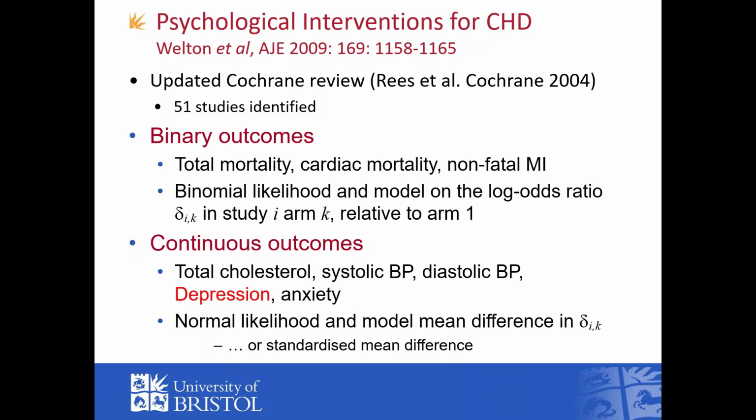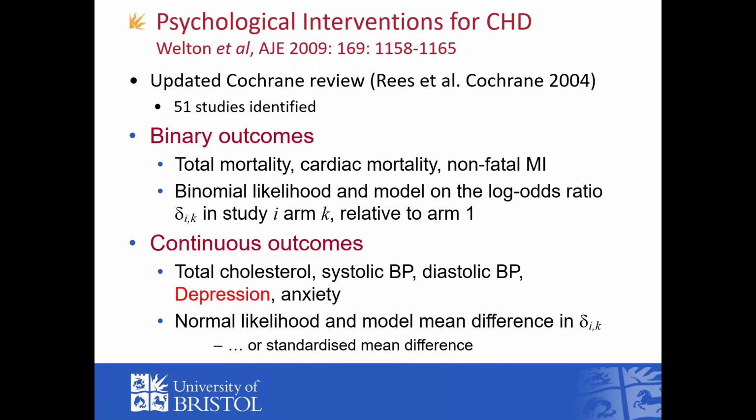There were a range of different outcomes that were reported in this review, some of which were binary outcomes like mortality and whether or not a non-fatal MI occurred in the future. But many were continuous outcomes such as depression, anxiety. We're focusing on depression here. But the methods that I'm going to show to you can be applied regardless of whether the outcome is binary or continuous or perhaps another outcome measure.